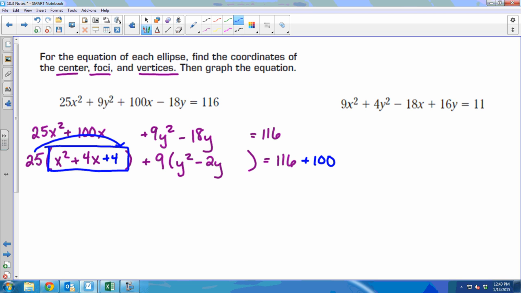We added 4 to complete the square, b divided by 2 squared. But then we don't add 4 to the other side because it's really 25 times 4. So then on the y section, what am I adding? Negative 2 divided by 2 is negative 1, and negative 1 squared is 1. So I add 1 to the parentheses, but I add 9 to the other side, because you do 9 times 1.